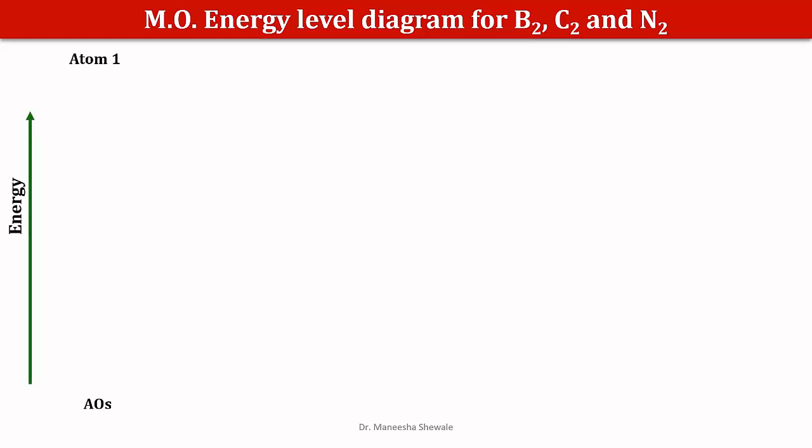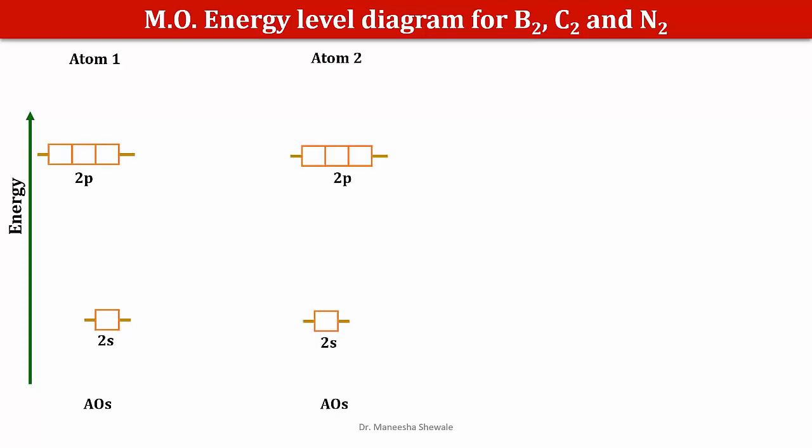On the left hand side, in the same manner we will show the atomic orbitals for the first atom. So here we have the 2s and also the 2p. On the right hand side, atomic orbitals of the second atom. And in between we will show the molecular orbitals for the diatomic molecule. The 2s atomic orbitals will combine to form the sigma 2s bonding molecular orbital and the sigma star 2s, which is the antibonding molecular orbital.